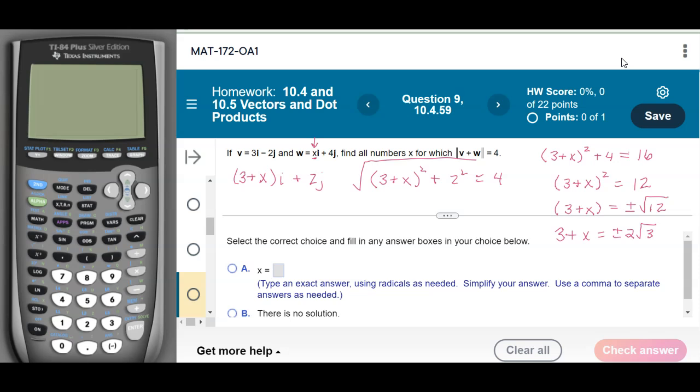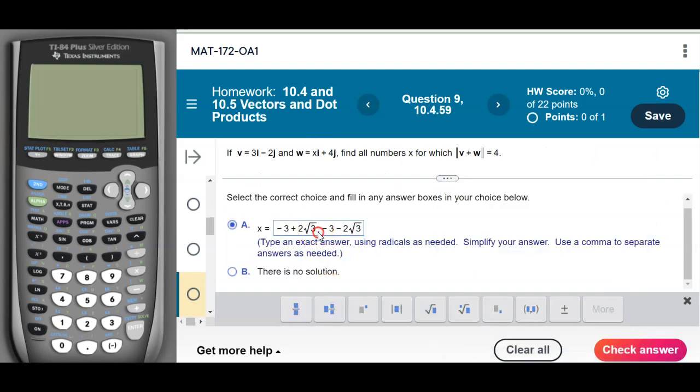Alright, and then finally we subtract the 3 over and we have x isolated. So there's two possibilities here that would have given us a magnitude of 4. x could have been -3 plus 2 times the square root of 3, but x could have also been -3 minus 2 times the square root of 3, and either one of those would have given us a magnitude of 4 if the i component of that w vector would have been either of those two numbers.